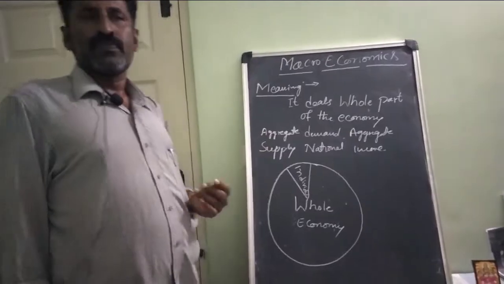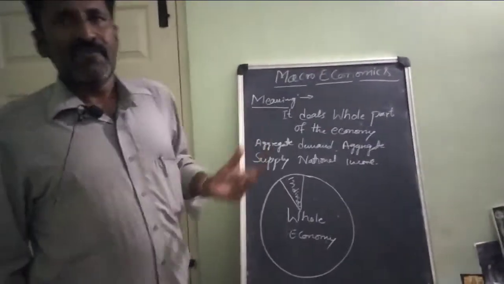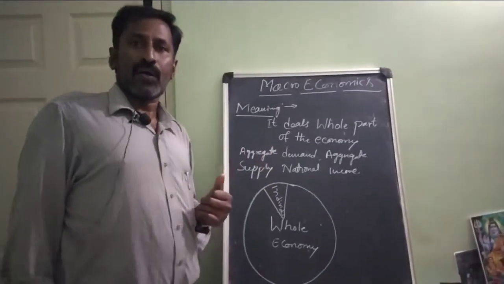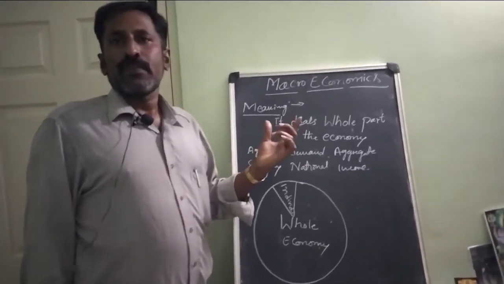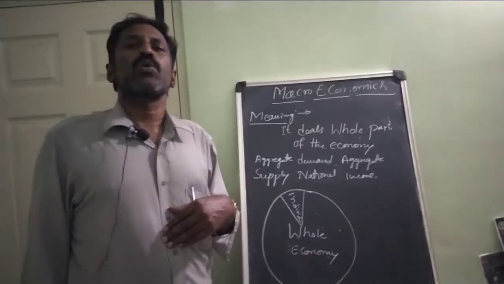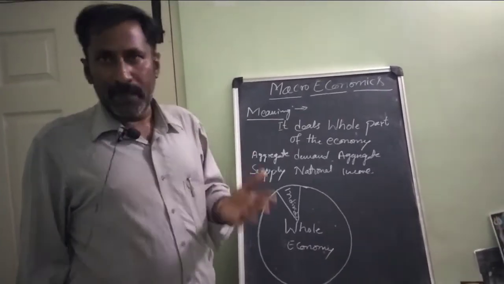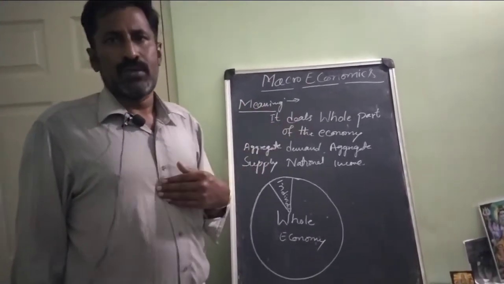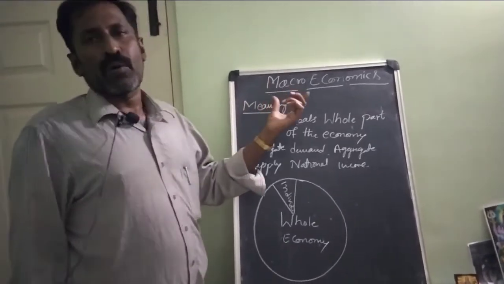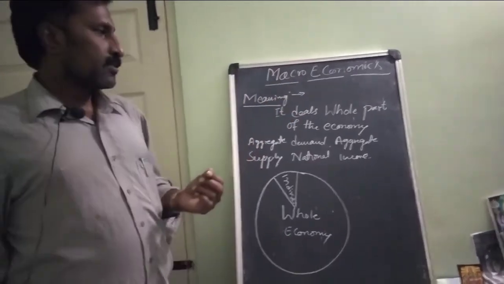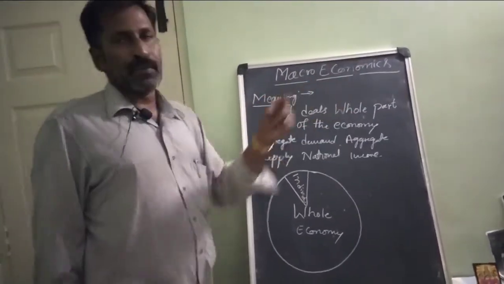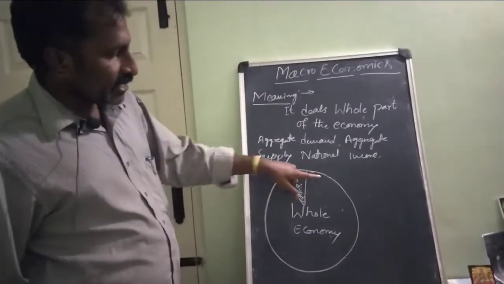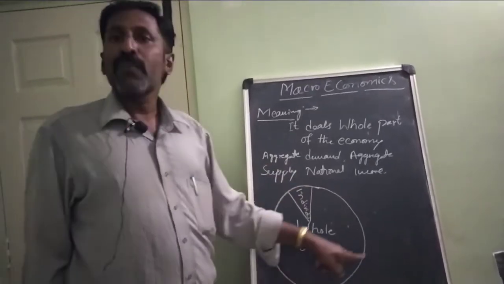Macro is derived from the Greek word makros, which means aggregate, total, big, or whole. So macroeconomics studies the whole part of the economy. Whole part of the economy means at a time it considers the entire economy.